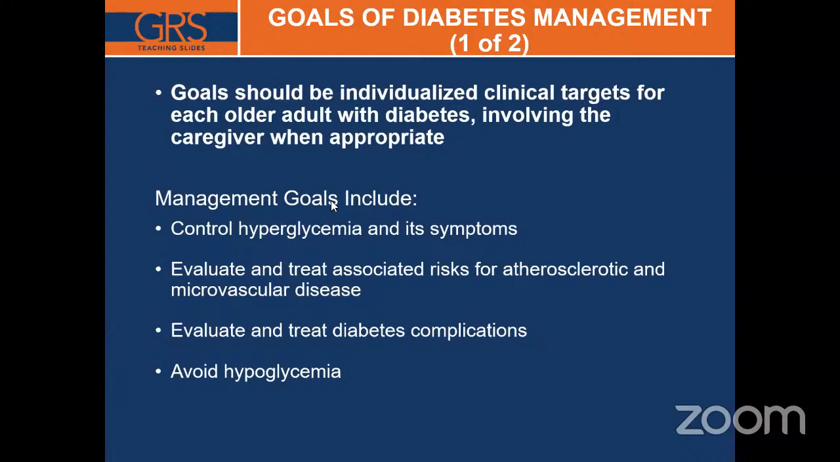Okay. Goals should be individualized, with a clinical target for each older adult with diabetes, involving the caregiver when appropriate. Management goals should include controlling hyperglycemia and its symptoms, evaluating and treating associated risk for atherosclerotic and microvascular disease, evaluating and treating diabetes complications, and avoiding hypoglycemia.